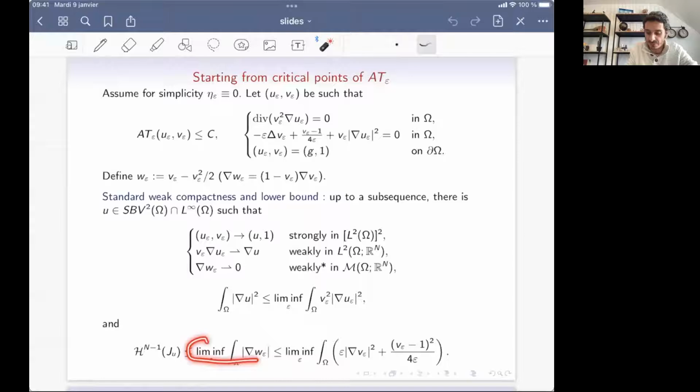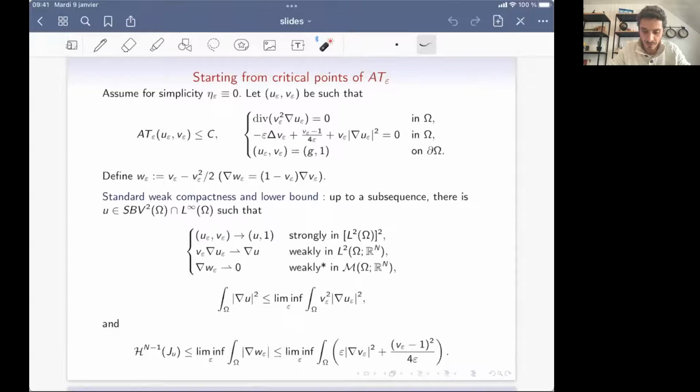And so it gives you, in particular, a BV bound on w epsilon, whose gradient must converge to something. And this something has no choice but to be zero, because since v converges to one, w will converge to one half, a constant, so the gradient will converge to zero. And then this is one of the difficult parts of the lower bound of the Ambrosio-Tortorelli theorem, that you can bound from below this term by the jump set of the limit of u epsilon. So these are very classical things that were already proved by Ambrosio-Tortorelli and many of their variants.